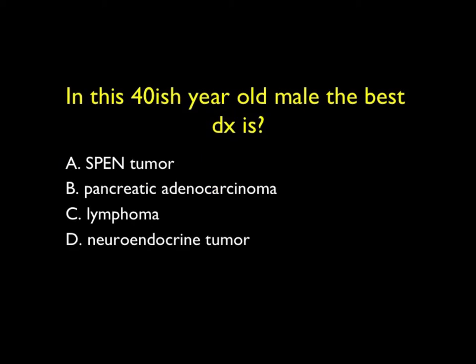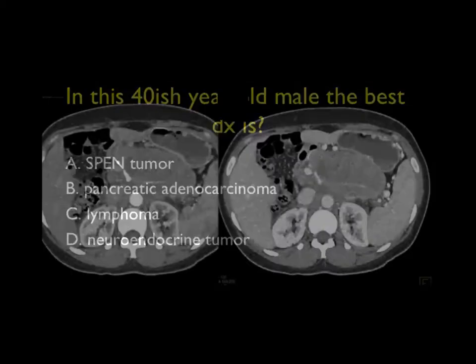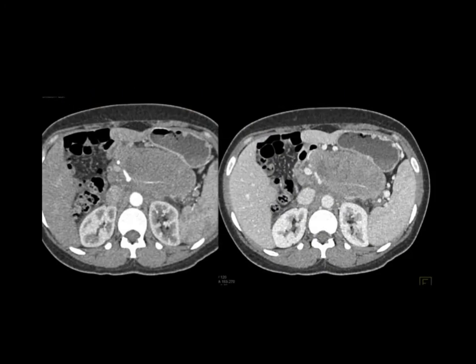40-ish-year-old male, what's the best diagnosis? This is an interesting case. It's a large tumor which infiltrates the celiac axis, really narrows and stretches out the splenic artery, encases the hepatic artery and celiac. And at first guess, you may think pancreatic adenocarcinoma, but it's just so defined.